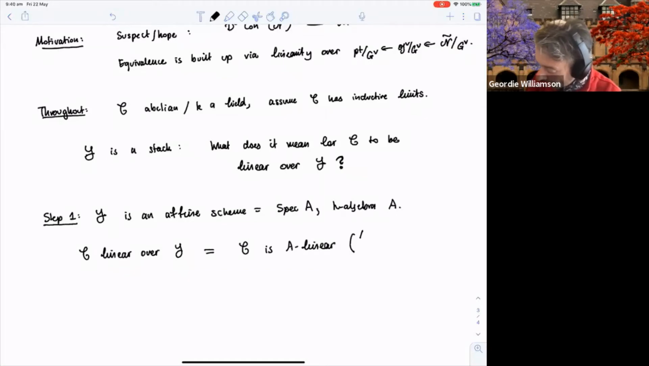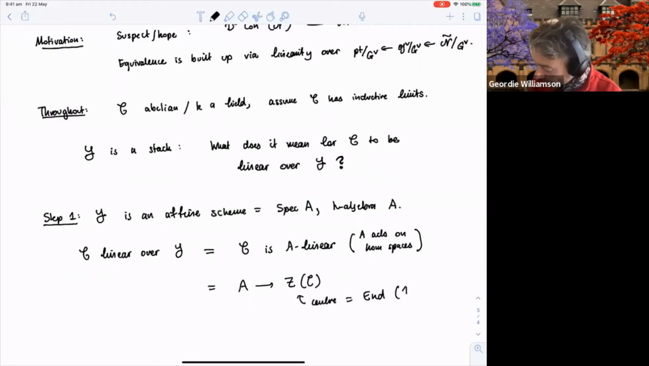So i.e. A acts functorially on Hom spaces. Some people in category theory would say that C is enriched in A modules. And another way of saying this is that we have a map from A to the center of C. This is the center, which is equal to endomorphisms of the identity functor on C.